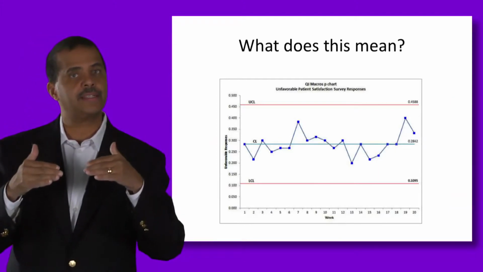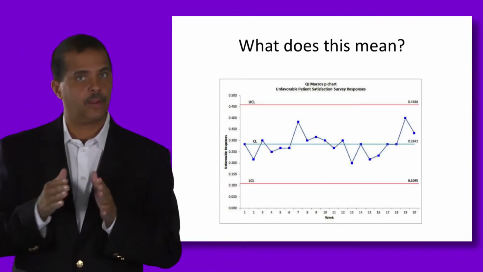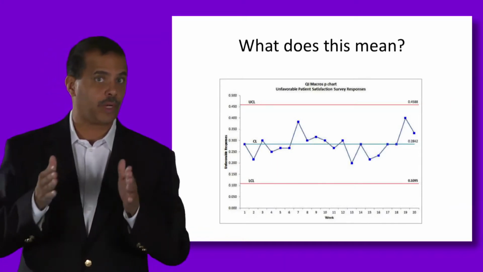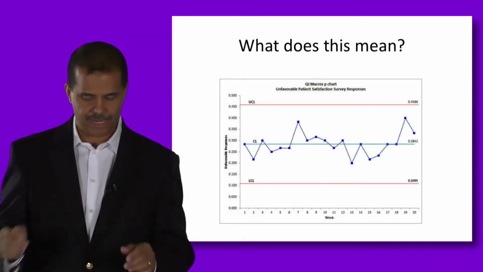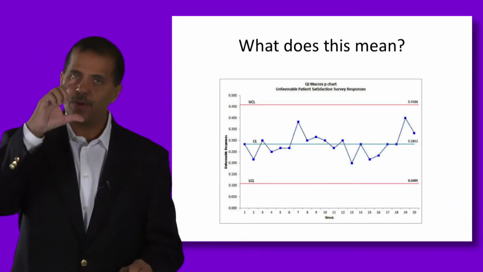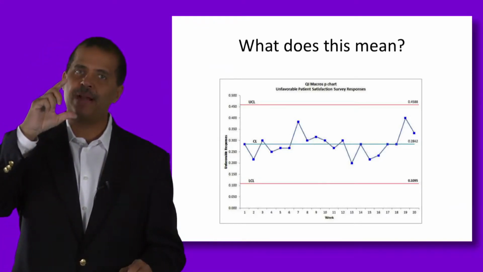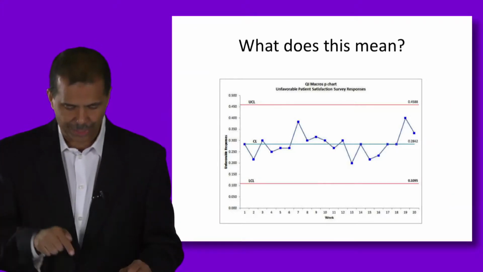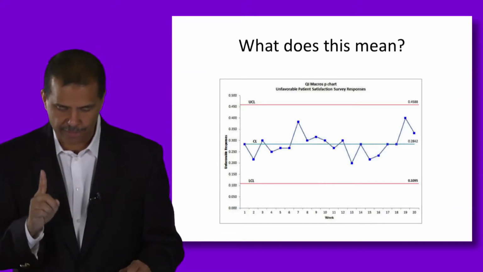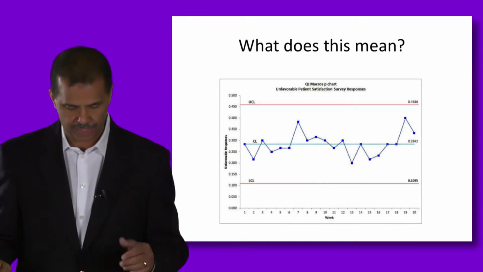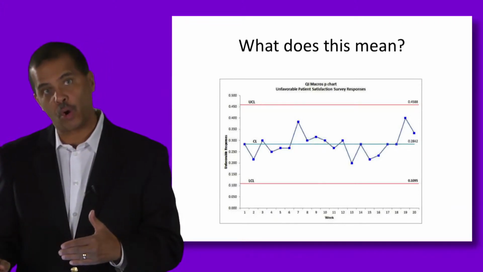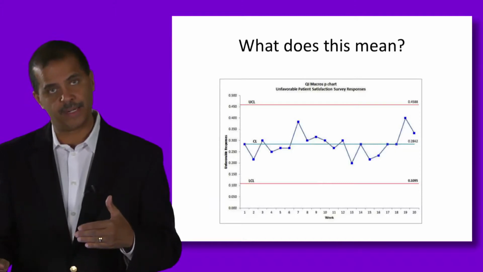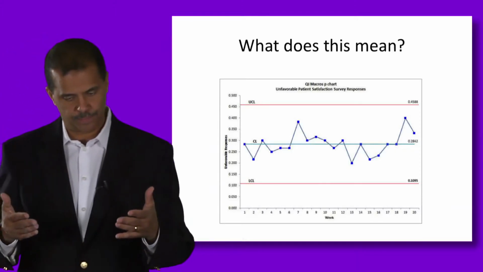The UCL is the upper control limit. The LCL is the lower control limit. Really, those are your bounds of acceptability and non-acceptability. So in the case of unfavorable patient satisfaction surveys, our goal is to have everything move down towards the LCL, because this is unfavorable.